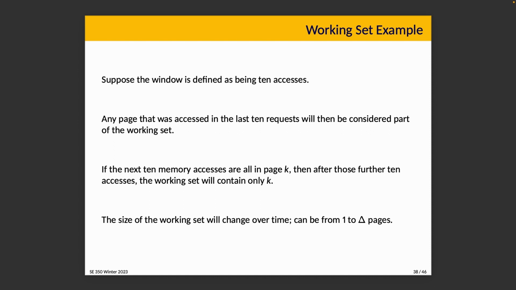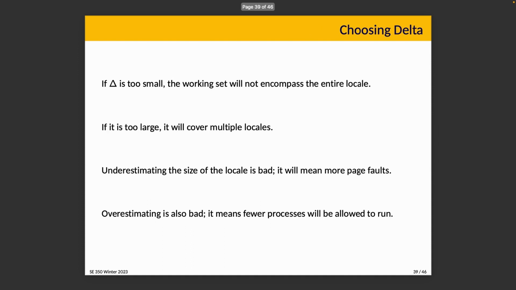And so based on this, the size of the working set will change. It can be anything from one page up to a maximum of delta. It's really just a question of what the program is doing. If delta is set to be too small, the working set does not encompass the entire locale, so we end up going outside this pretty frequently. If it's too large, it covers multiple locales. There's too much stuff in there. We're maintaining things that we do not need.